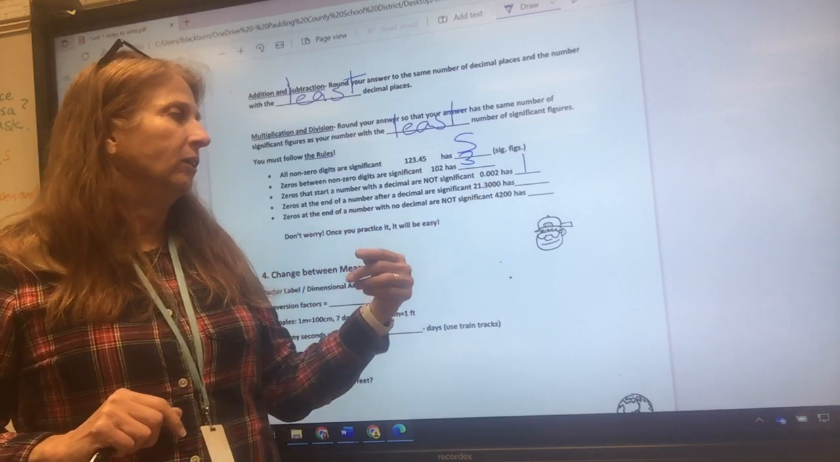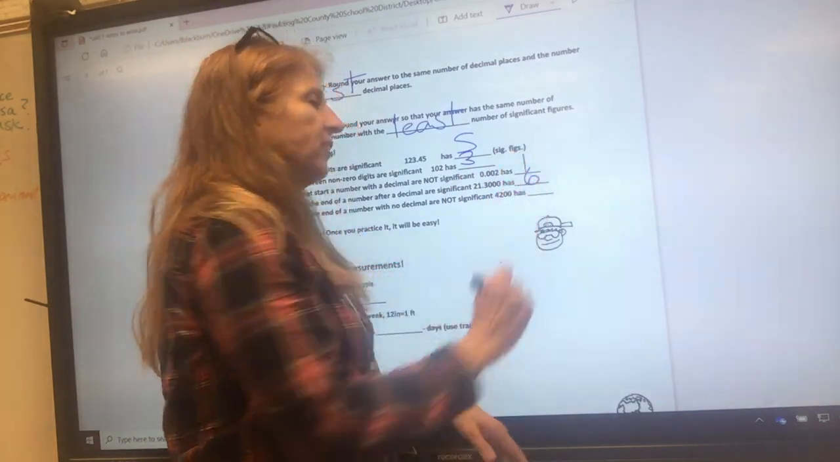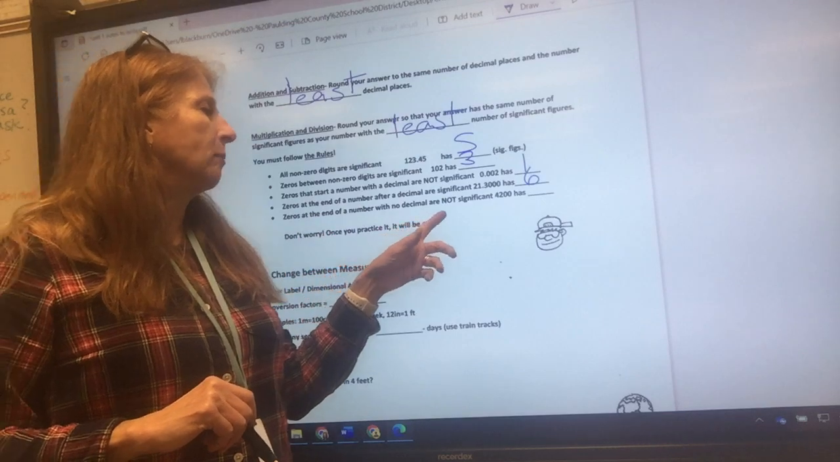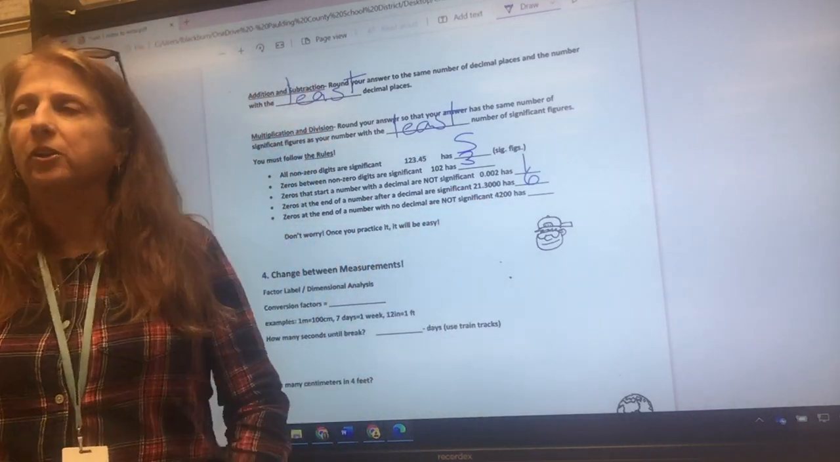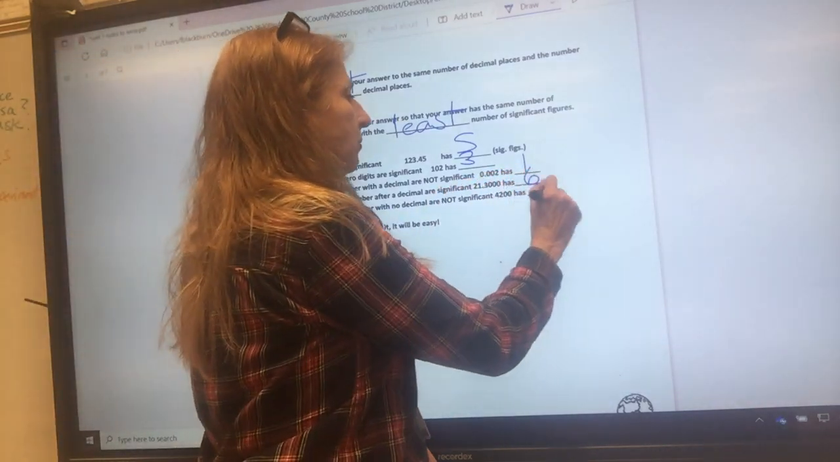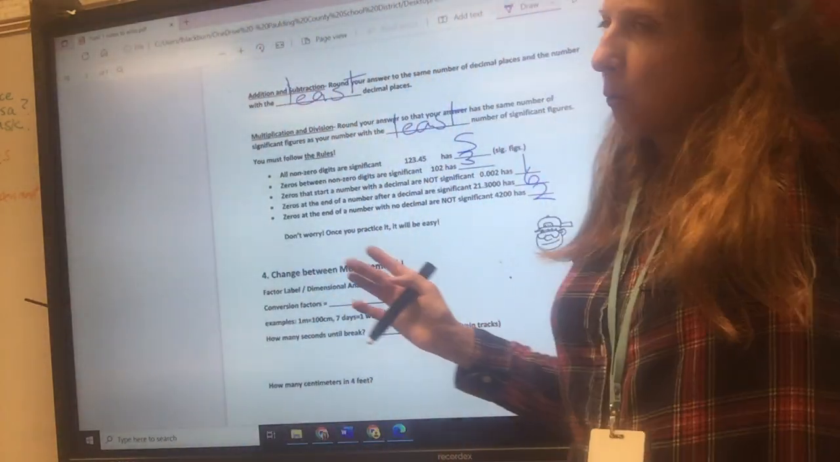21.3000 has how many? 6, right? 1, 2, 3, 4, 5, 6. Because zeros at the end after a decimal count. Zeros at the end of a number with no decimal are not significant. So 4,200 has how many? 2, because the zeros at the end with no decimal don't count. All right? All right, and you got a worksheet on that.